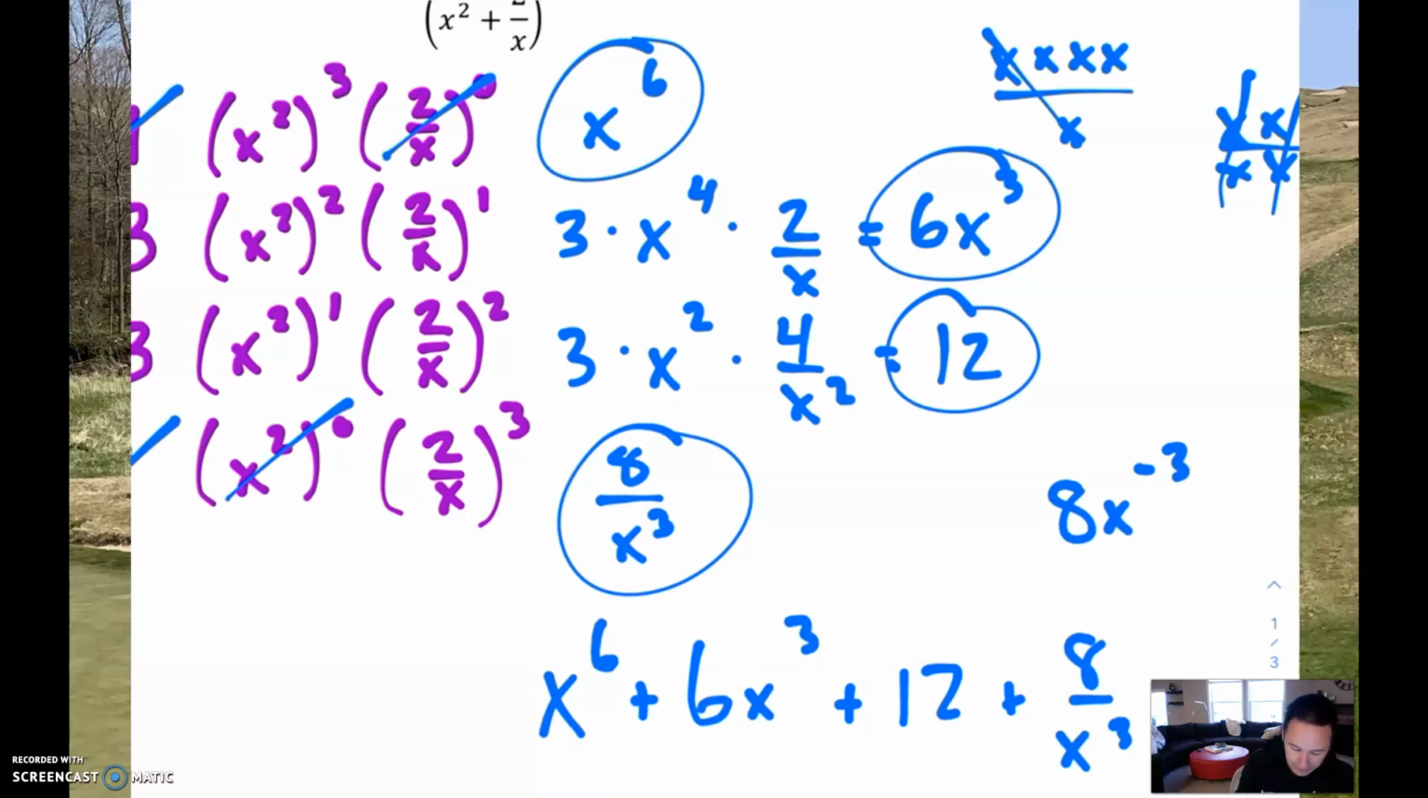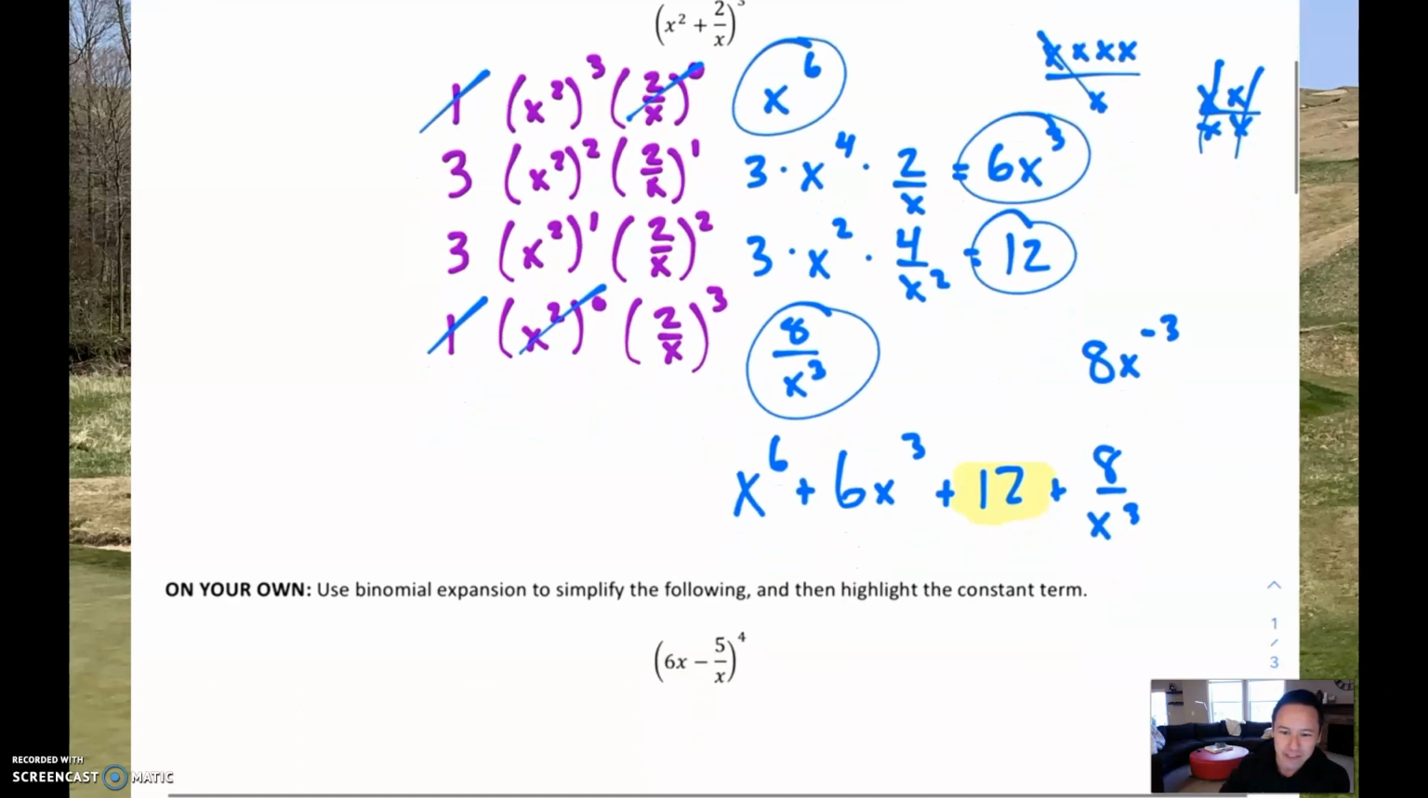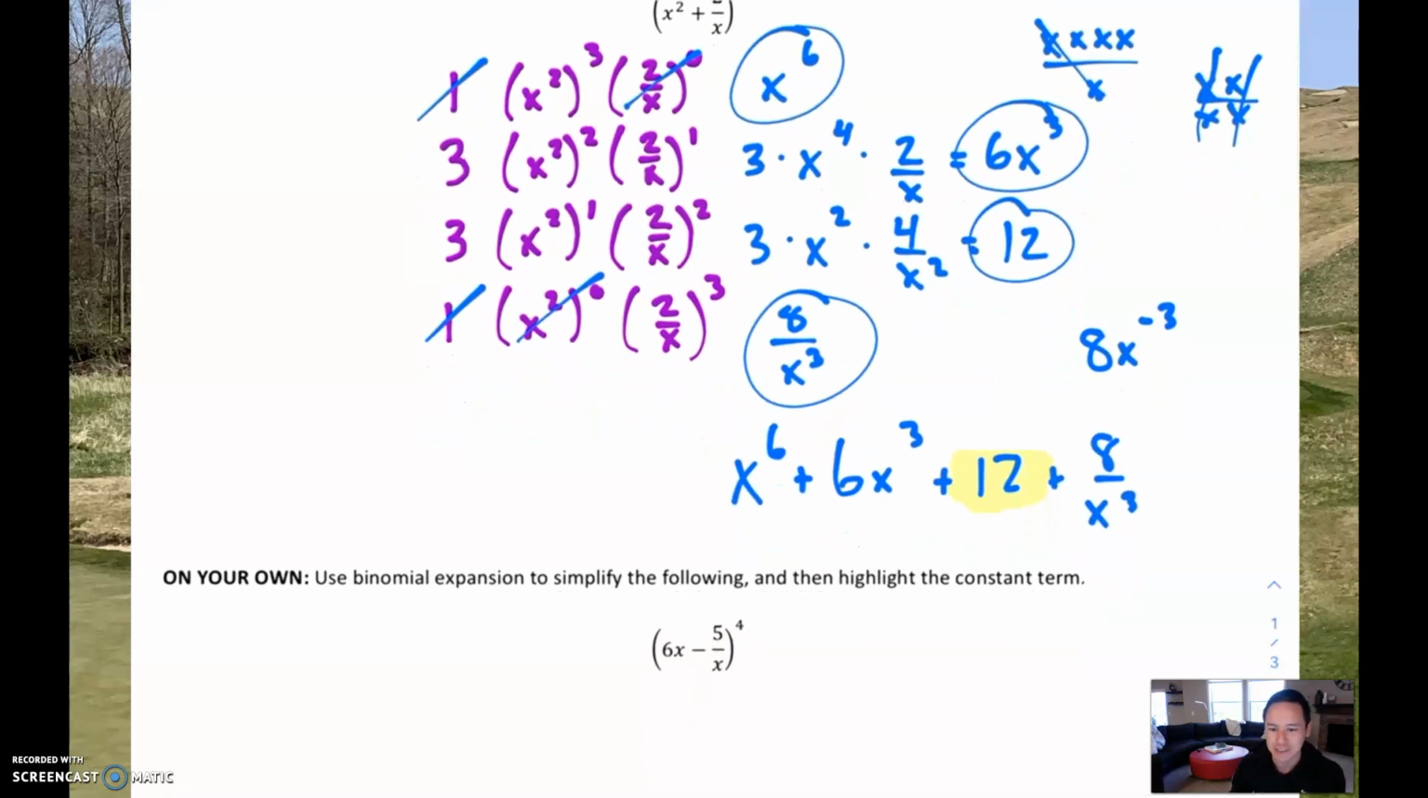So at the very end, it says highlight the constant term. This is our constant term. A constant term is going to be the one that has no more variables. And a lot of times in these IB exams, they ask for that constant term. It's the one where the variables disappear.